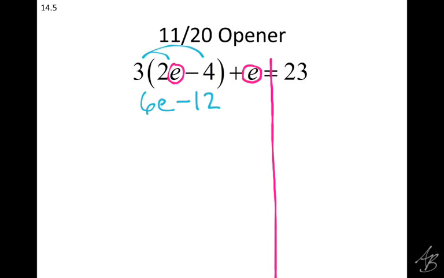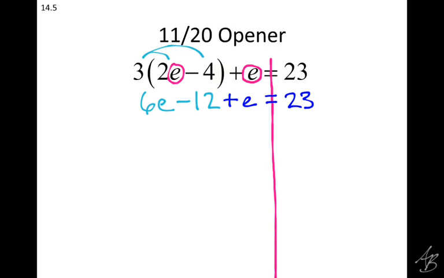All right, now what do I do with all that stuff that didn't distribute? Yeah, so I'm not going to distribute the 3 to the e because that e is not in parentheses. So all of that other stuff is just going to come down. So I've got my plus e here, and I've got my 23 here, and I've got my equal sign on the line.